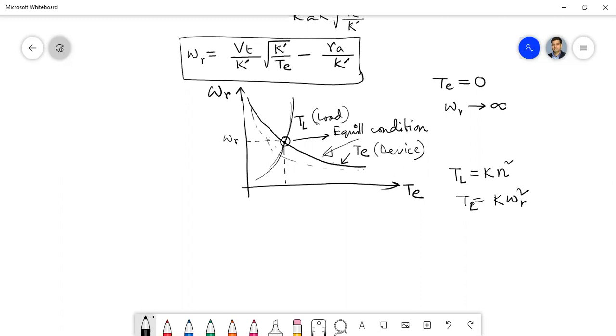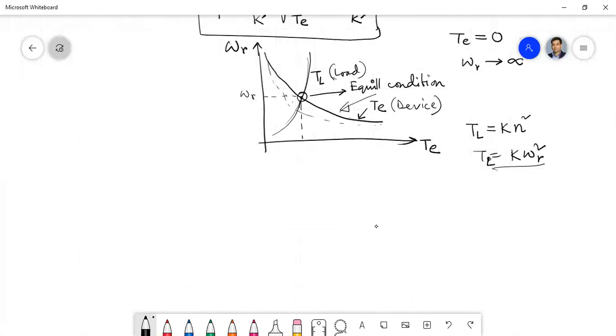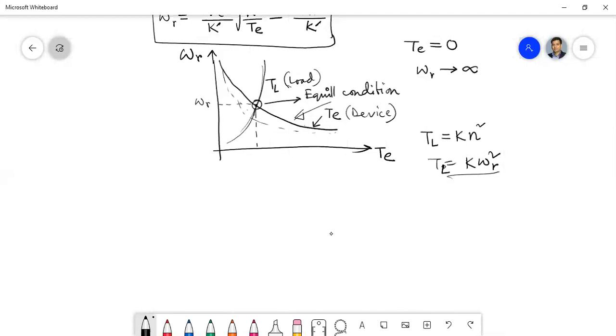Now I have drawn this for an aerodynamic load like a fan. For other loads, the load torque characteristics will be different, and for other types of motors, the speed torque characteristics will also be different. I think we have discussed so many things. Do you have any questions? I will not continue the class longer because I have another meeting from 7:45.